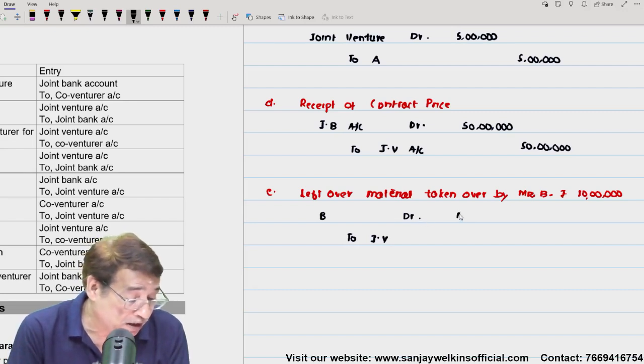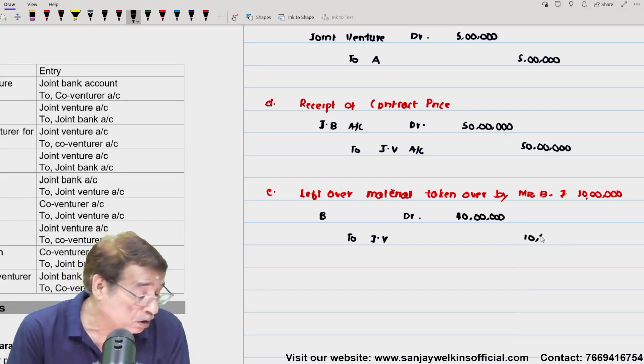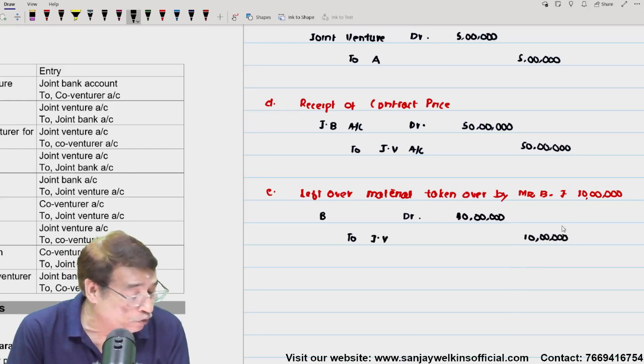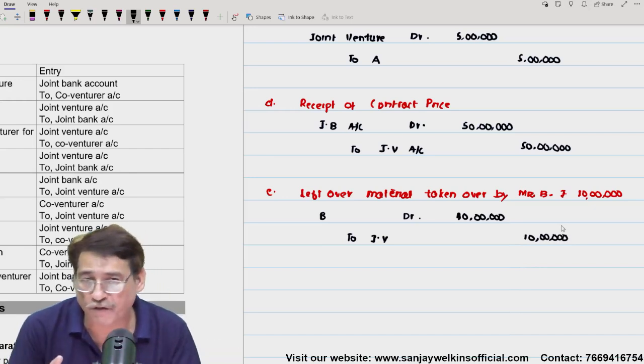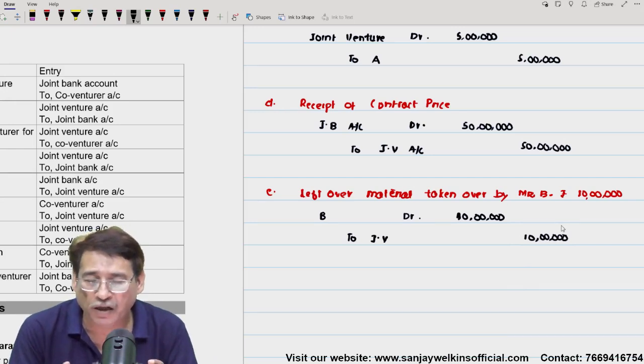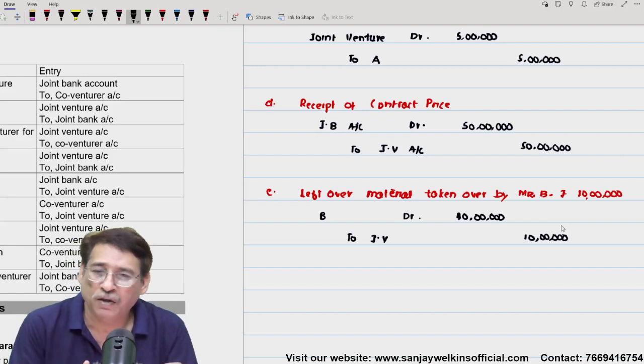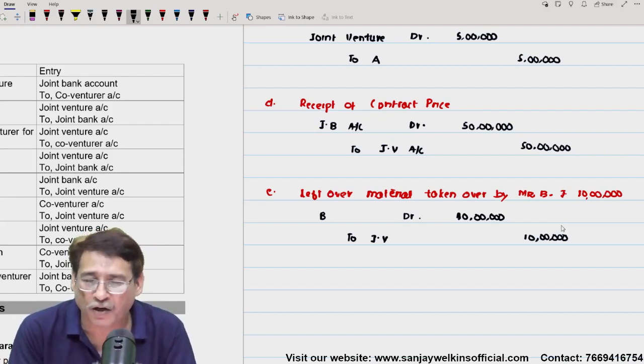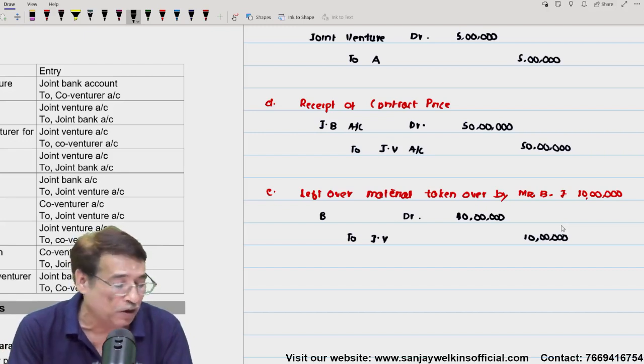So generally these are the entries which we are supposed to pass under this particular method. Under this method, co-venturers are going to take the services of an accountant. That means they are going to keep the books separately, so that there is no fraud, no misunderstanding, no misconception. They are going to open a joint bank account. Is it clear to you? These are the special criteria.